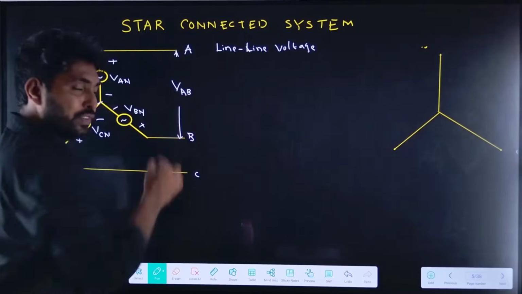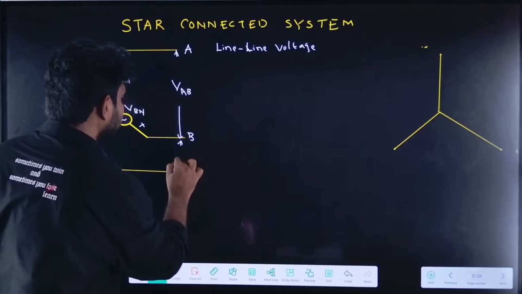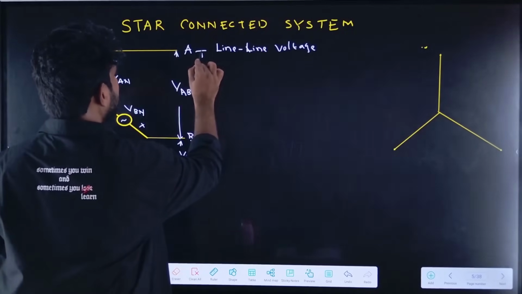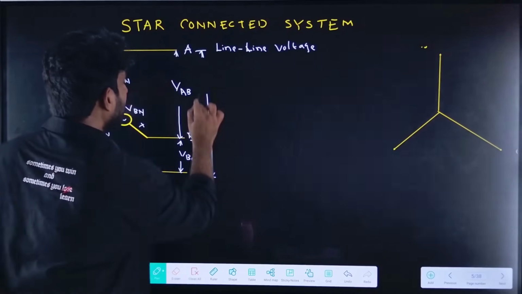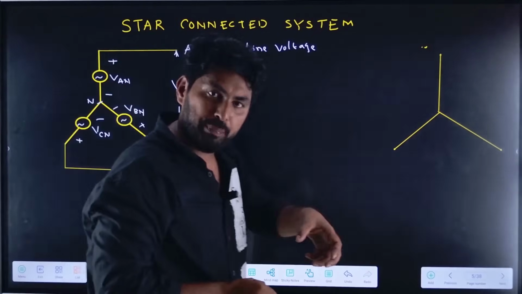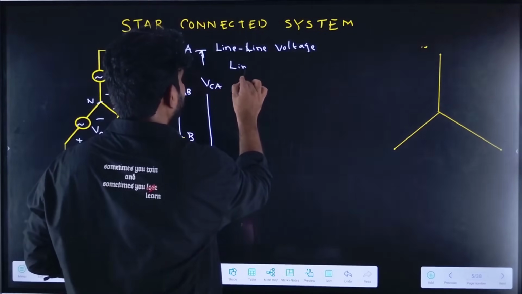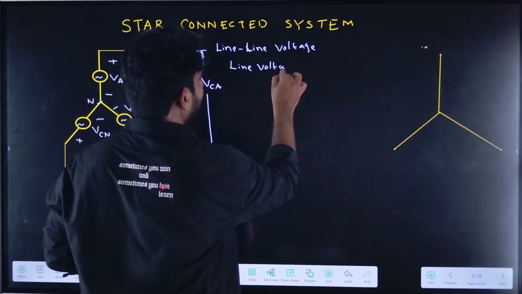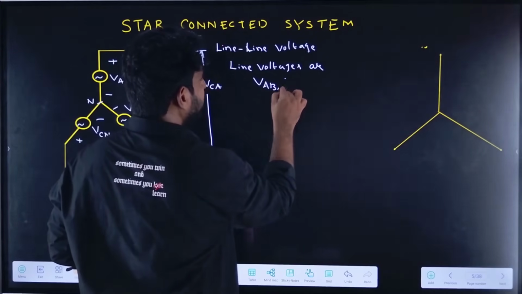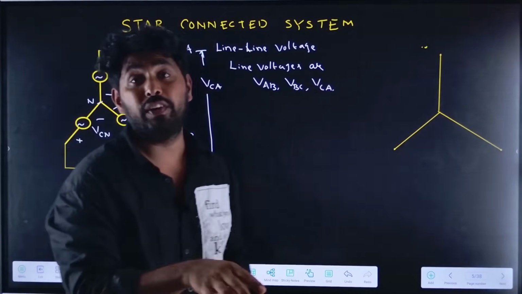VAB is one voltage, which is the line voltage, VBC is another voltage, and VCA is the other one. So we have the line voltages VAB, VBC and VCA.